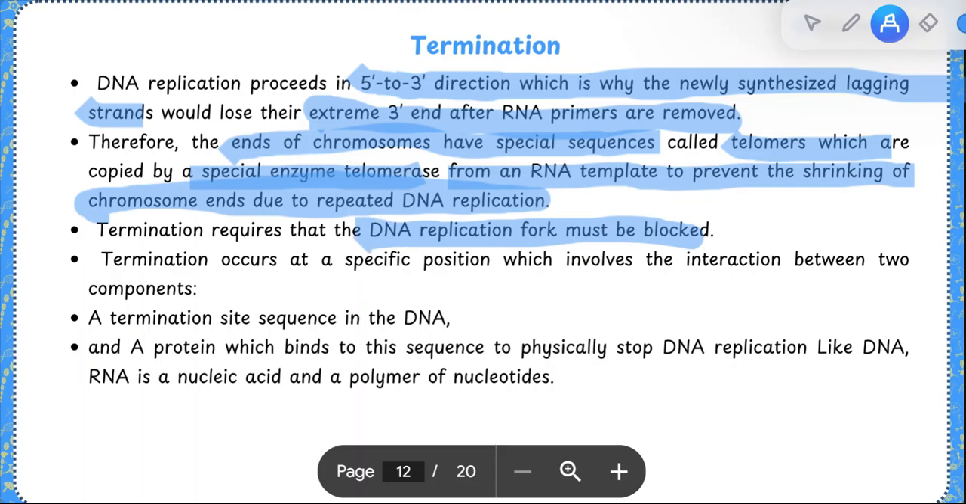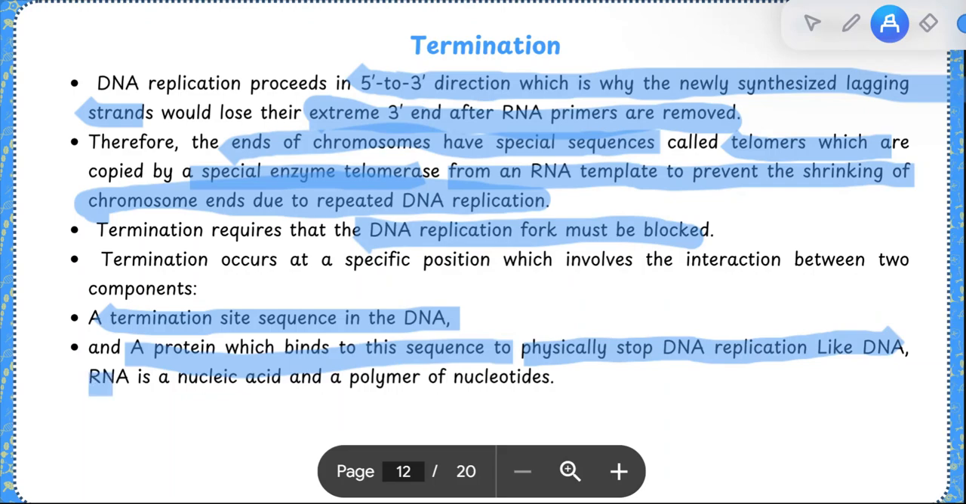So termination occurs at a specific position which involves the interaction between two components. एक होता है the termination site sequence in the DNA, and then a protein which binds to this termination site sequence to physically stop DNA replication.